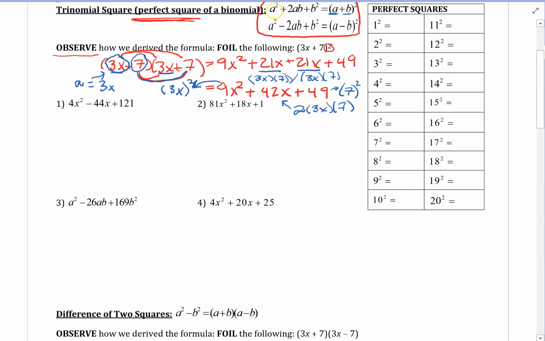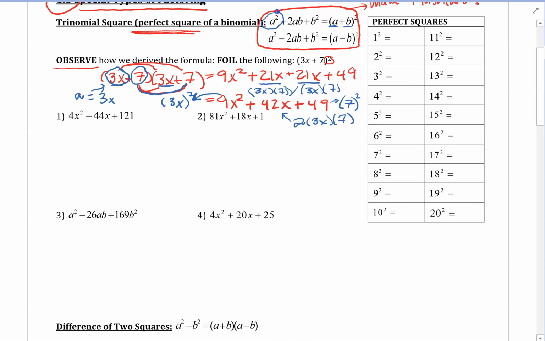So the first term always ends up being a squared, and the last term always ends up being b squared, because you multiply 3x to itself when you do the F part of FOIL, and you multiply the 7 to itself when you do the L part of FOIL. And then the O and I, the outer product and the inner product, end up being identical. They were both 21x because they were both 3x times 7. So I ended up with two products of a times b. And so that's what this part right here is, the 2ab.